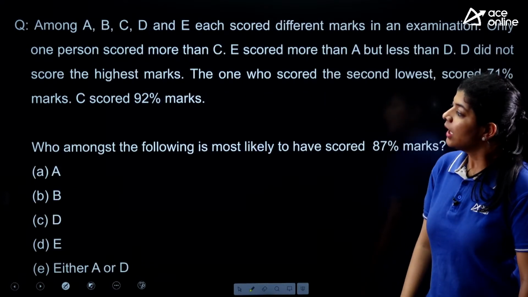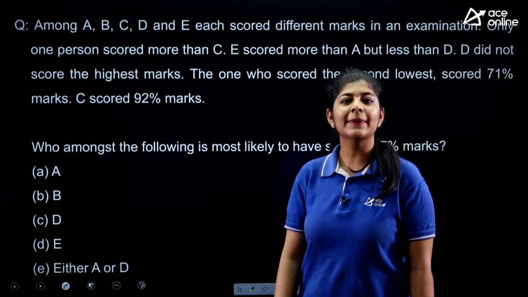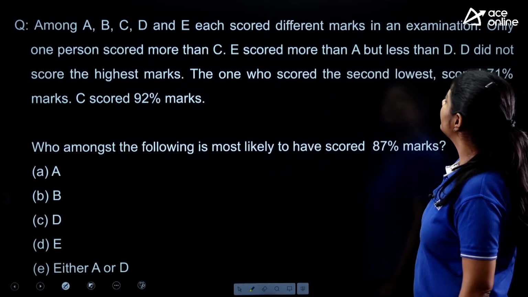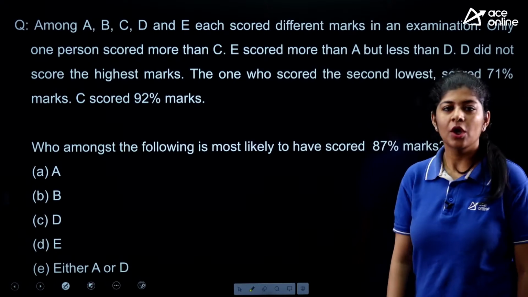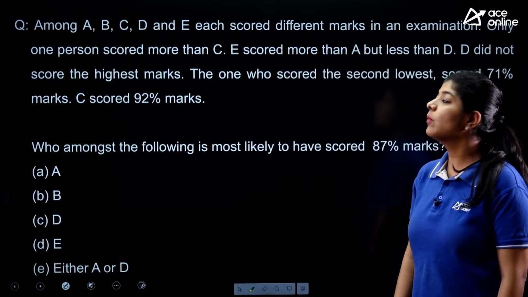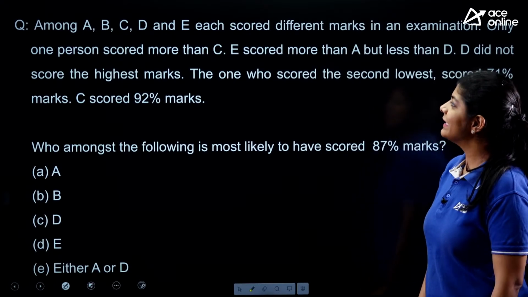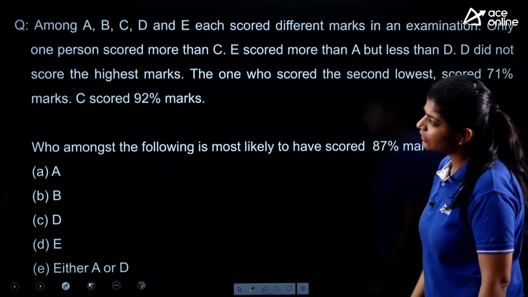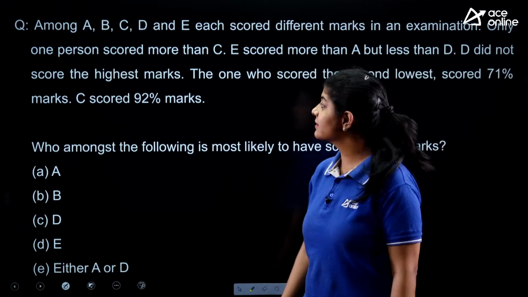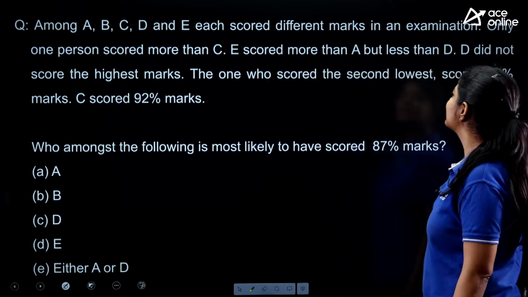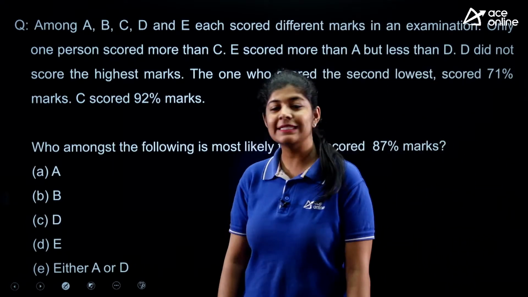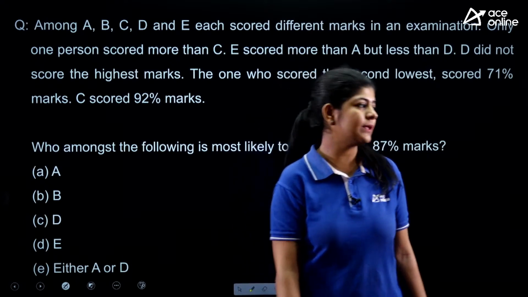Next. The next question says that among A, B, C, D and E, each scored different marks in an examination. Only one person scored more than C. E scored more than A but less than D. D did not score the highest marks. The one who scored the second lowest scored 71% marks and C scored 92% marks.